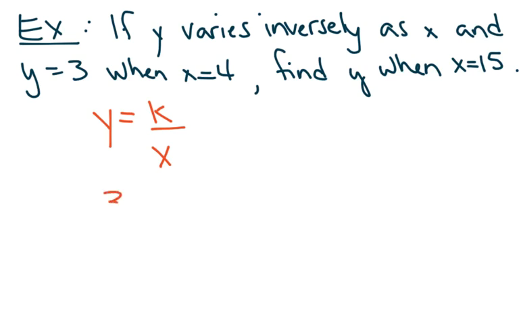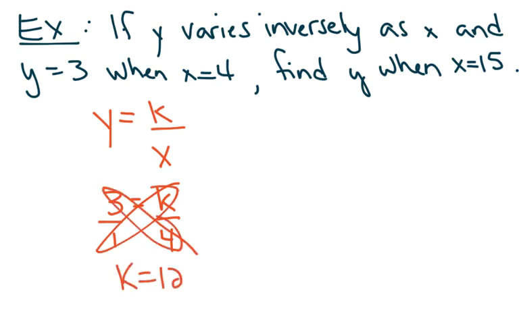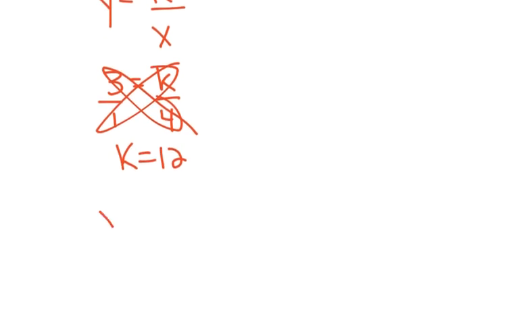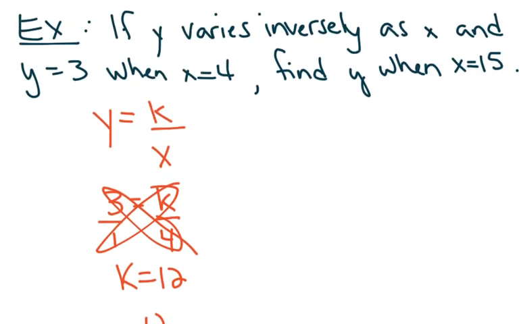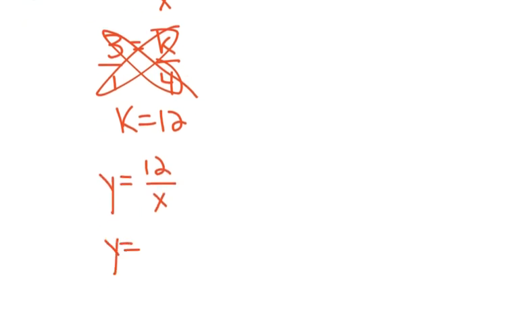So I know that y is 3 when x is 4. This is just a proportion. If you don't see it, there it is. So k is equal to 12. And now that I know k is 12, I know the equation is y equals 12 over x. And now we want to find y when x is 15. So all I have to do is plug in 15 for x and reduce that fraction, and it reduces to 4/5.